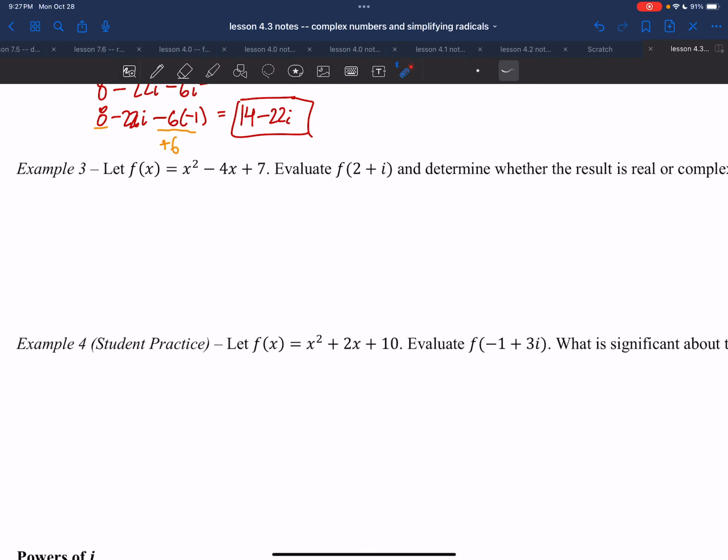Okay, example 3. It says f of x is this quadratic. So we're dipping our toe back into quadratics, right?